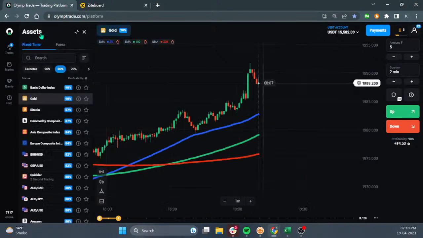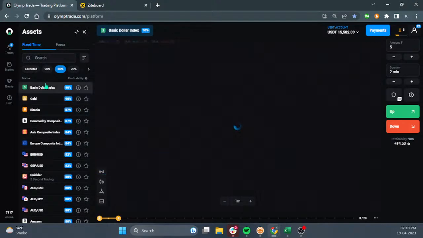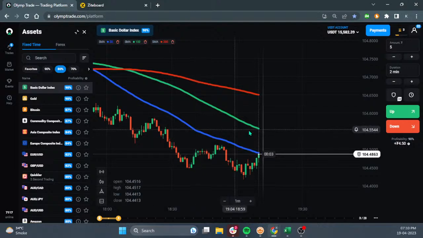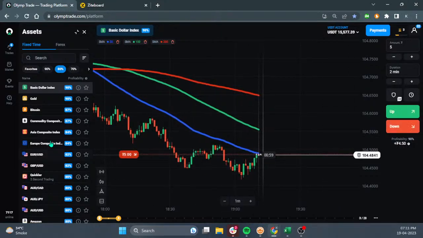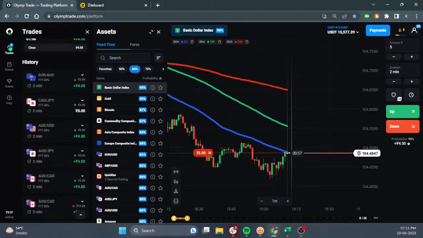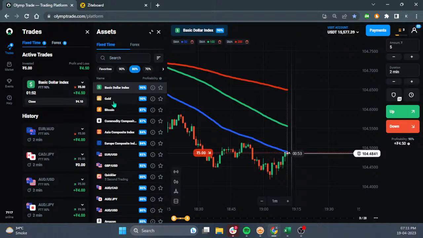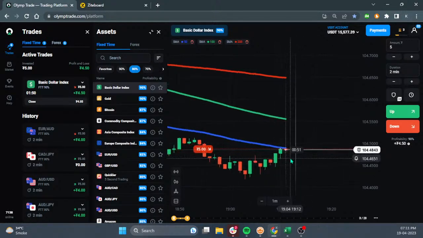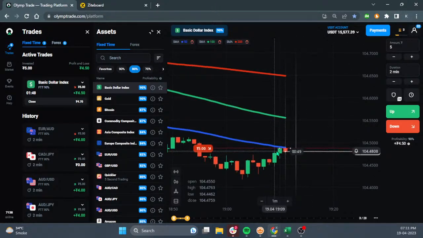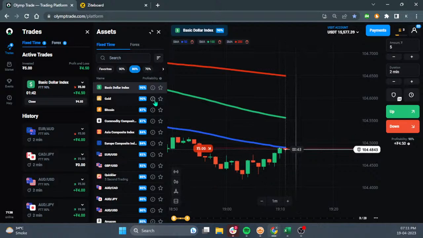Let's find some other asset and try to trade on them. BDIX. Oh, I can open a down trade over here. I hope you guys are clear why I opened a down trade, because this asset BDIX, basic dollar index, touched the SMA 50, and I'm hoping for a reversal. That's why I've opened a down trade.